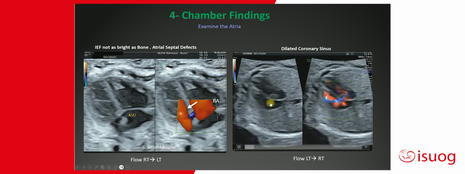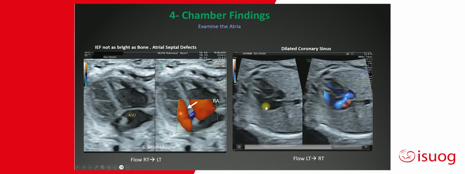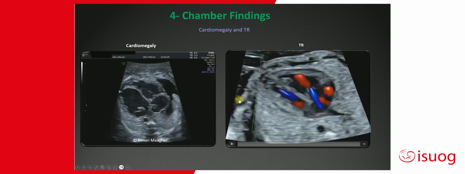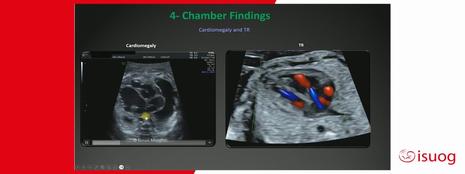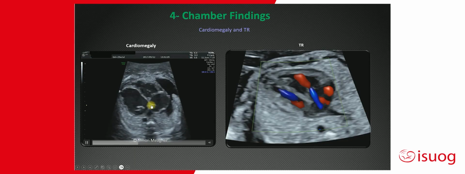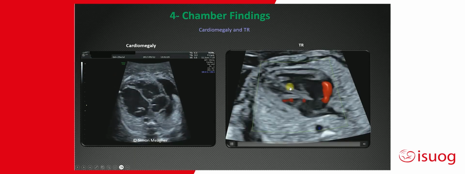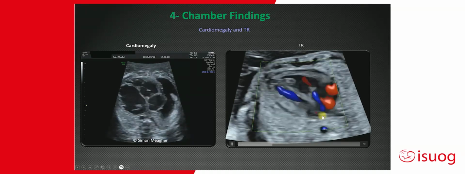In this case here, the 2D image is a split image, demonstrating a dilated coronary sinus here and flow going from left to right in a fetus with a persistent left superior vena cava. In this case here, you can see gross enlargement, non-contractile heart, ballooning of the interventricular septum in a fetus with cytomegalovirus cardiomyopathy.